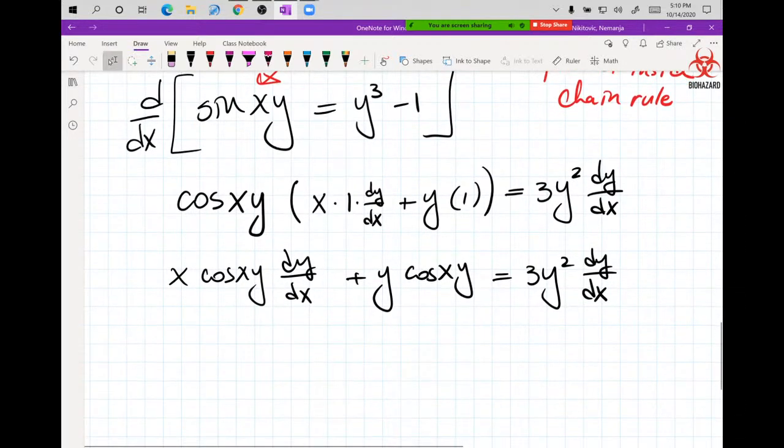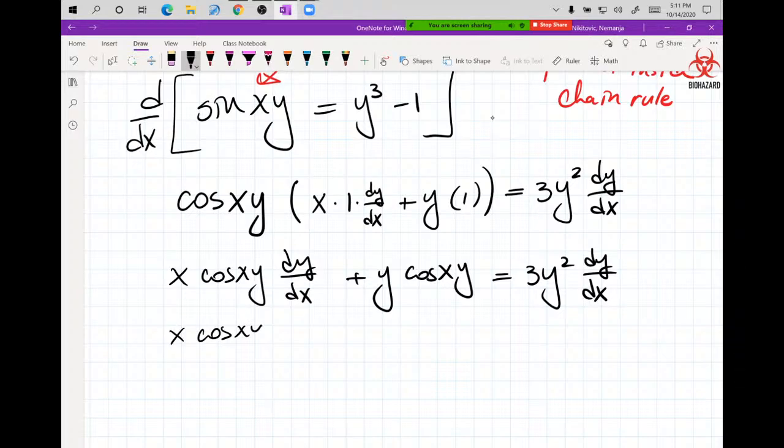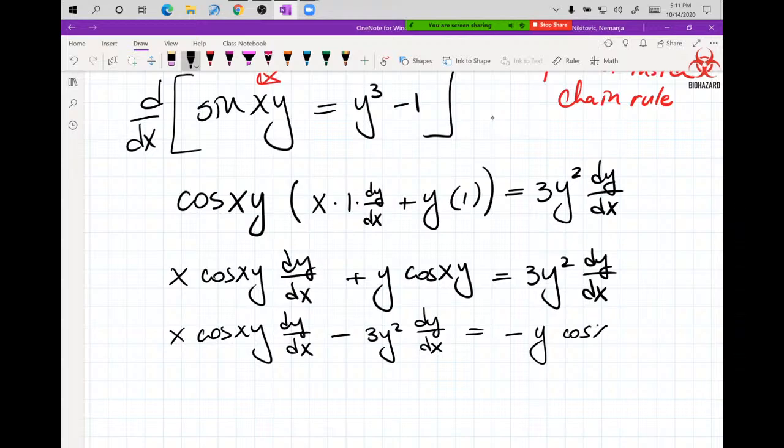And now all I need to do is to make this dy dx equal everything else. For that, we move dy dx terms on the one side, and all of the terms without dy dx, shift them to the other side. So I have x cosine xy dy dx. I am bringing over negative 3y squared dy dx, and I am shipping off to the other side negative y cosine xy.